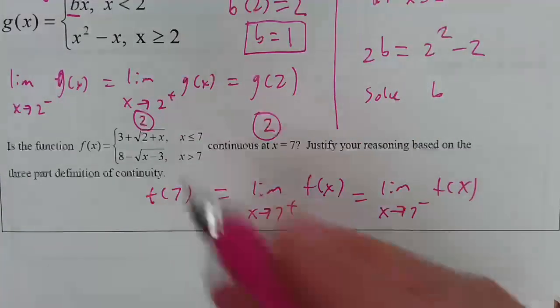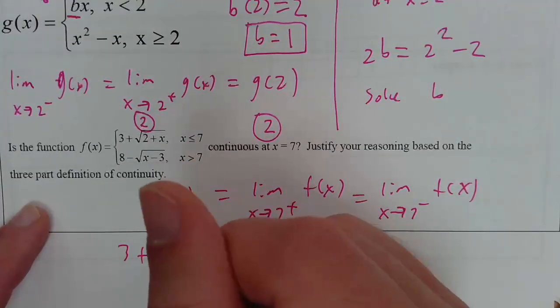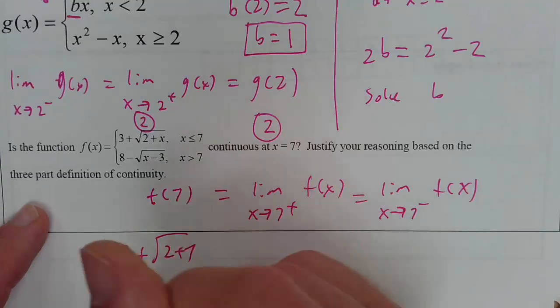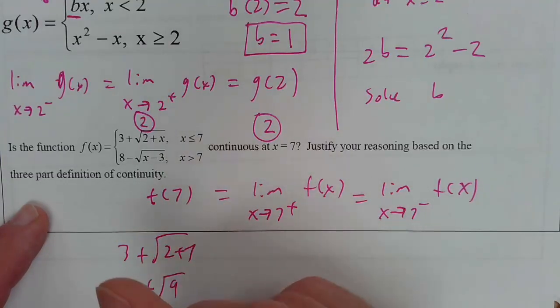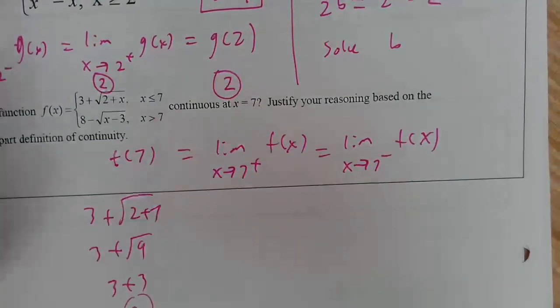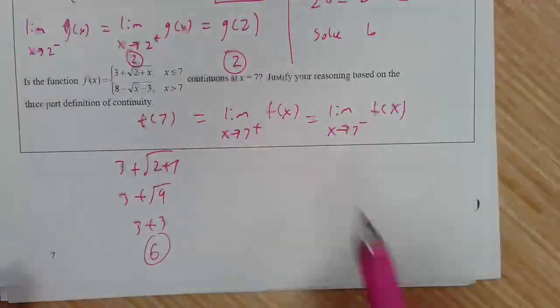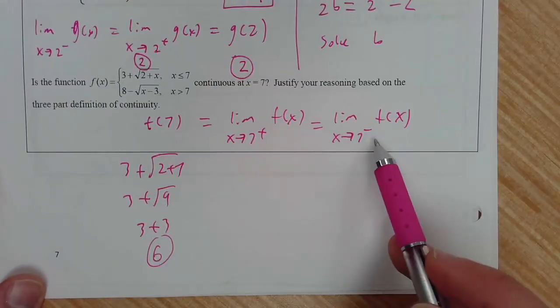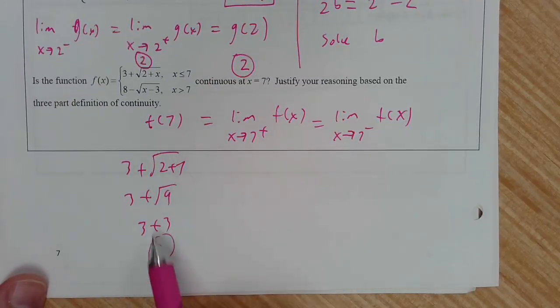Top, right? So plug in the top, so it would be 3 plus root 2 plus 7. That's 3 plus root 9. That's 3 plus 3. That's 6. Okay. To find these two, the limit as we approach from the right and the limit as we approach from the left, that's kind of the same thing as the left side.